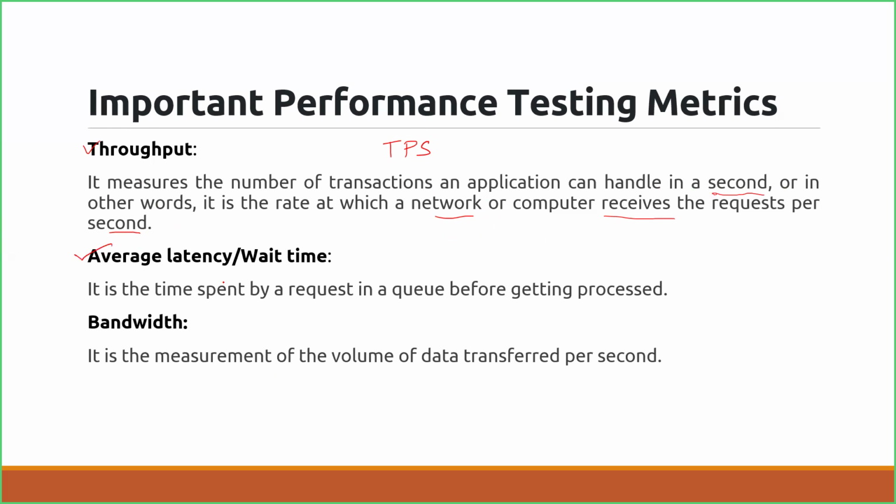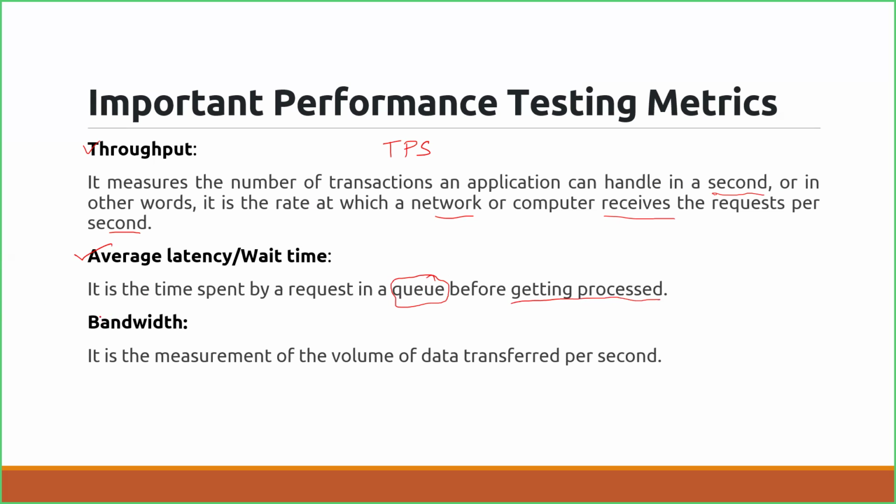And coming to the next one, average latency or wait time. It is the time spent by a request in a queue before getting processed. So how much time it waited in the queue before it is processed, that particular time we are going to call the average latency or wait time. This should always be very less, remember. Even if you are running the test with high user load, this latency or wait time should be very less. If more requests are sitting in the queue, then obviously it indicates that your application performance is not good.